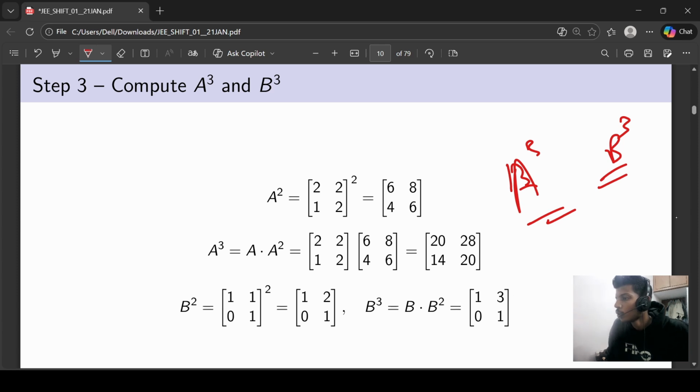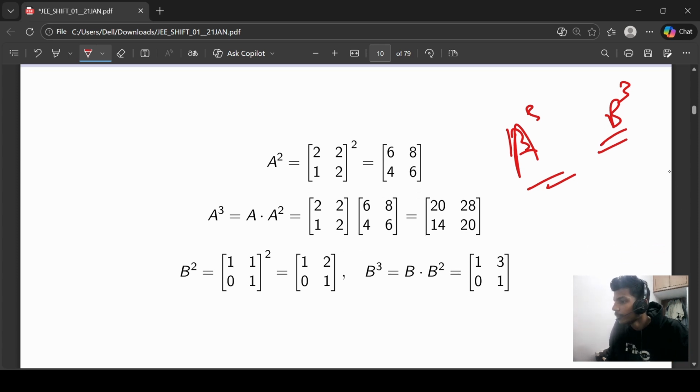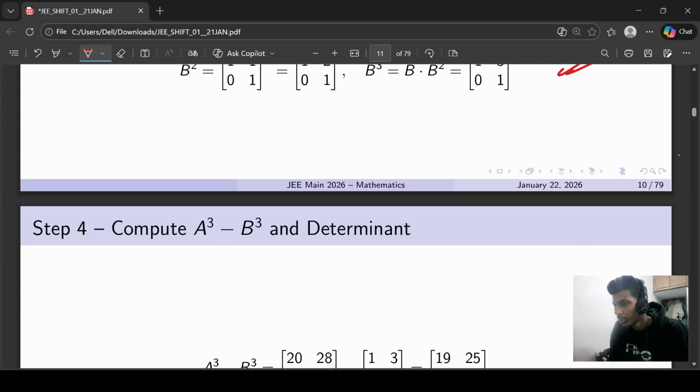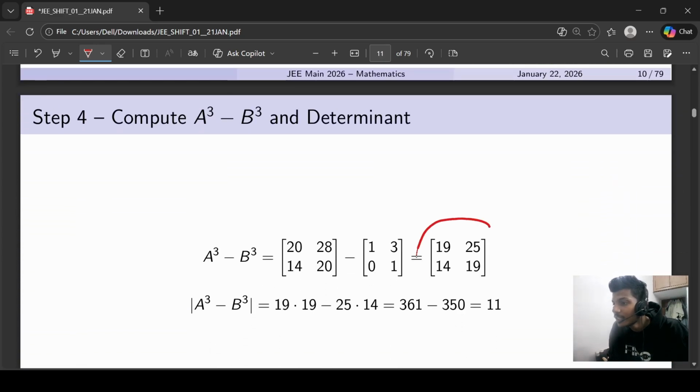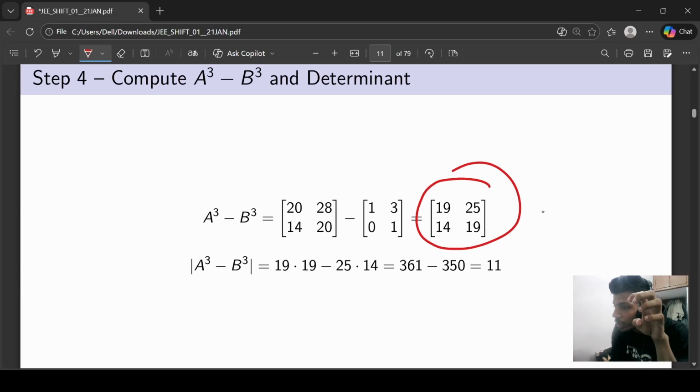Okay, so we have the complete matrix of A and the complete matrix of B, right? So I can simply find A cube, I can simply find B cube, and I can simply find the difference also. By finding the difference, this is the matrix I will get in the last, that is A cube minus B cube. We have to simply find the determinant of this matrix.